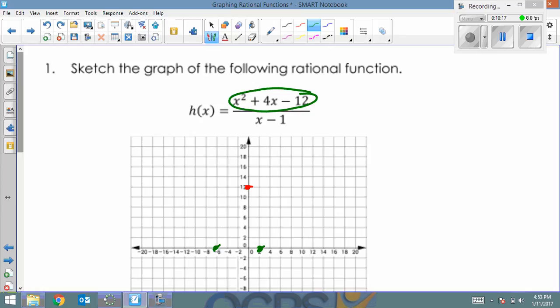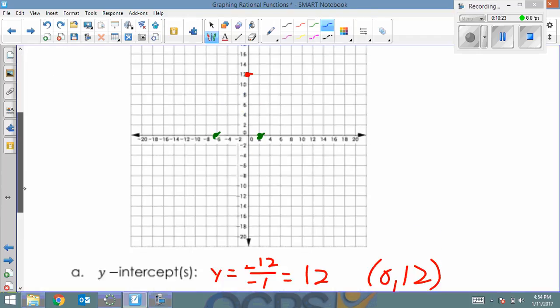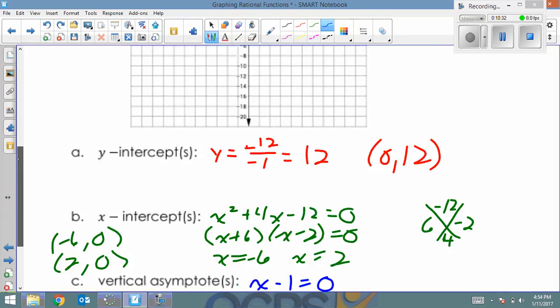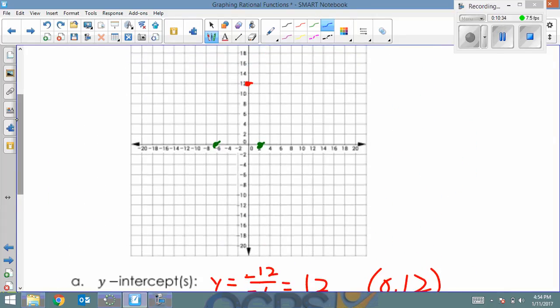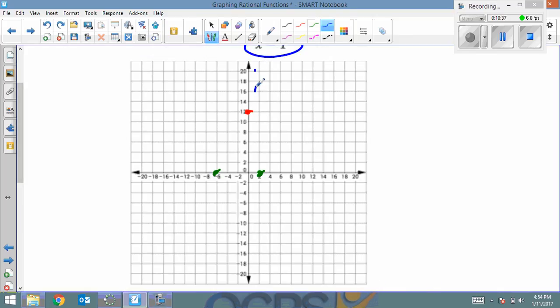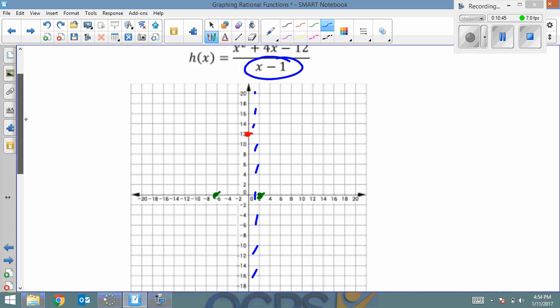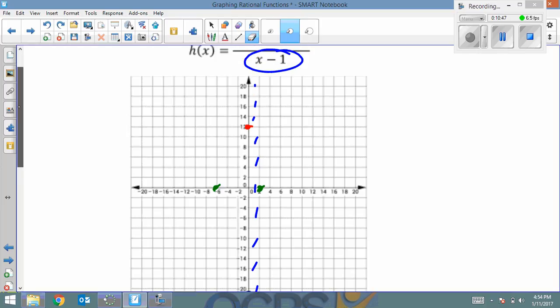Back up to the top. The next step would be our vertical asymptote, which is just taking our denominator and setting it equal to 0. So x minus 1 equals 0, so the equation would be x equals 1. I'm going to draw that vertical line at x equals 1, which is in the middle here, as a dotted line, just like so.